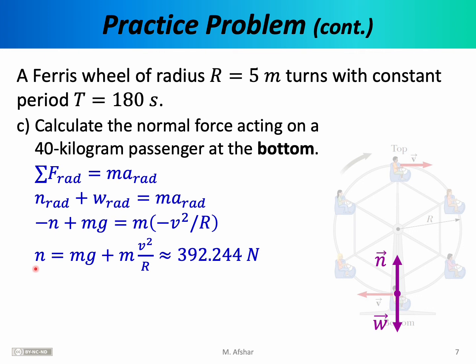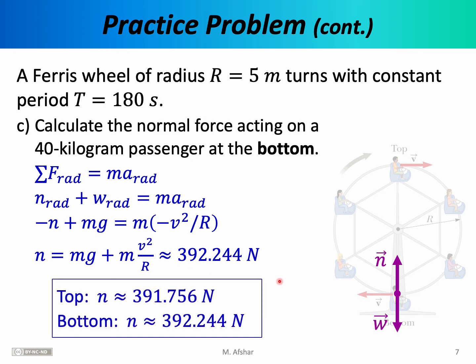Recall that for part B, this expression was mg minus mv squared over r. Now it's plus mv squared over r. And if we plug in the numbers, we find that the normal force is approximately 392 newtons. It's interesting to compare part B and part C of this problem. We found in part B that the normal force on a passenger at the top is approximately 391, but when that same passenger comes to the bottom of the Ferris wheel, the normal force becomes a little bit larger. It becomes 392 newtons.